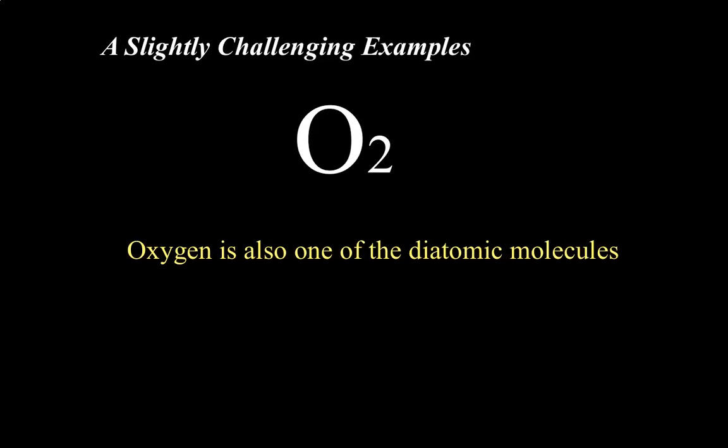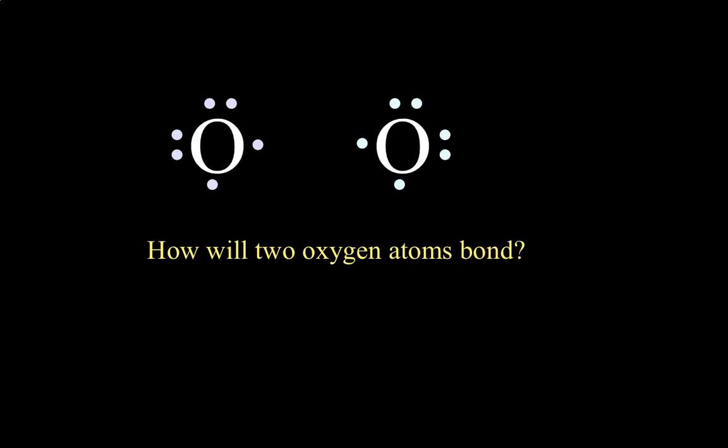So this is a slightly challenging example. It's okay if you don't get to this part. It's okay if you ran out of time before this. And it's okay if you only sort of understand this part, because this is going to show you what a double bond is. So in the case of oxygen, each oxygen has 6 valence electrons. And oxygen's very electronegative. It really likes the electrons.